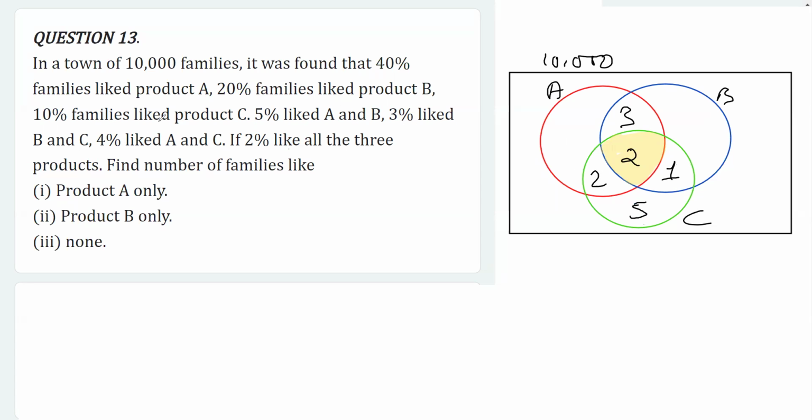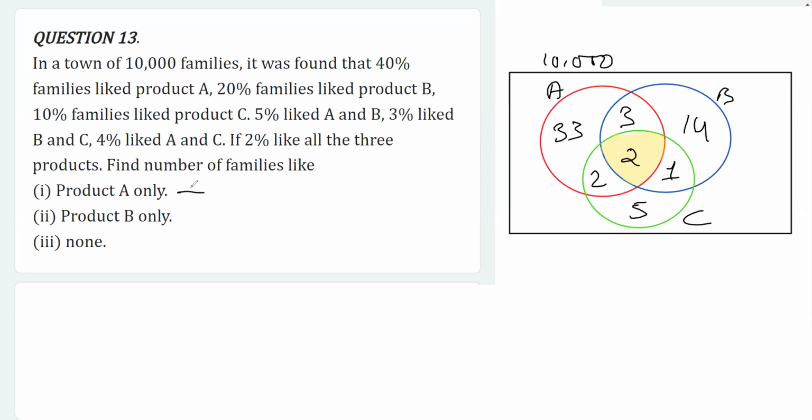Now, reading further below, it's 20% like product B. So 20% is this whole B, out of which we can see that 5 plus 1, 6, is included. So the remaining part is 14. And 40% like the product A. So A is this whole circle, out of which I can see that there are 7. So 40 minus 7, that is 33%.